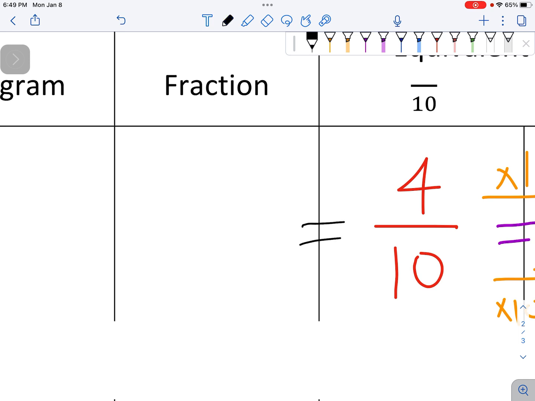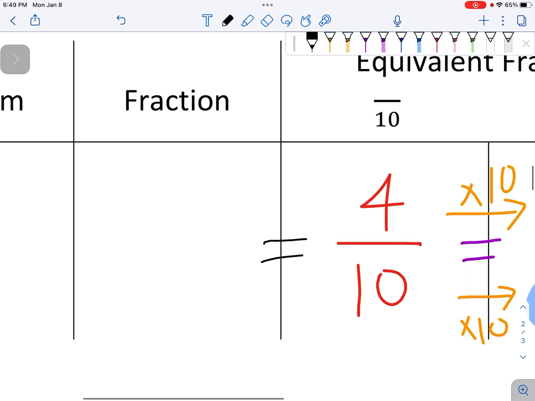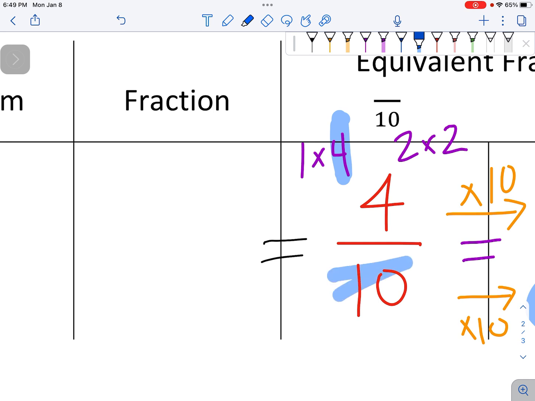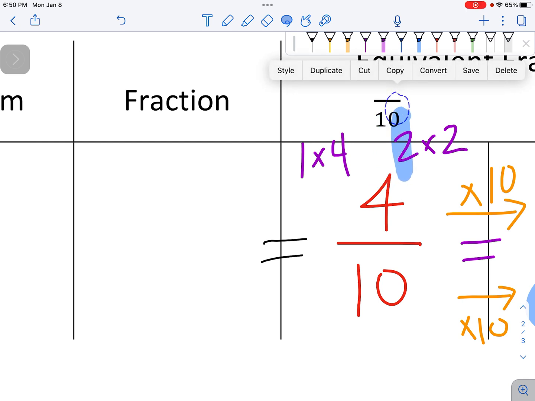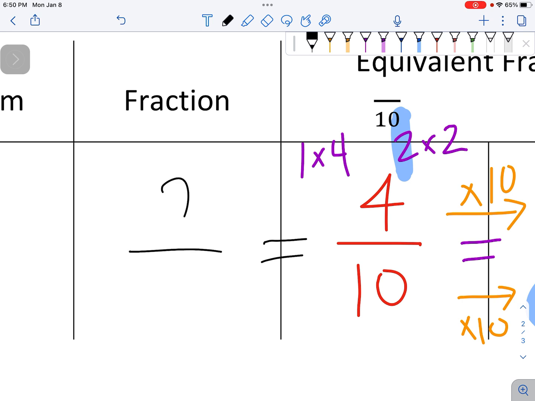So I'm looking for a common factor of 4 and 10. I know that I can use 1 times 4 to make 4, and I can use 2 times 2. If I count by 4, I don't say 10. 4, 8, 12. So I'm not going to use 4. I'm going to go to the next biggest factor, 2. Oh yeah, I can count by 2 and say 10. So for my fraction, I'm going to have 2 and 5.